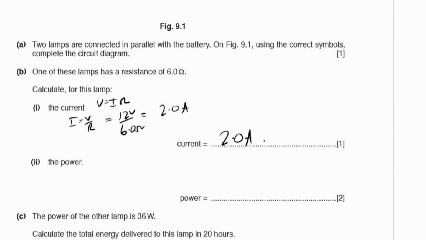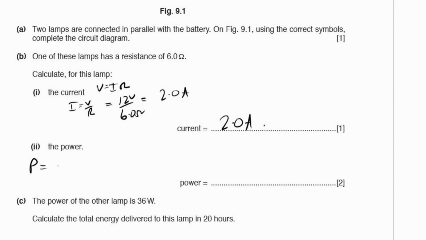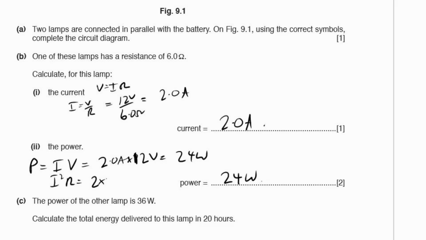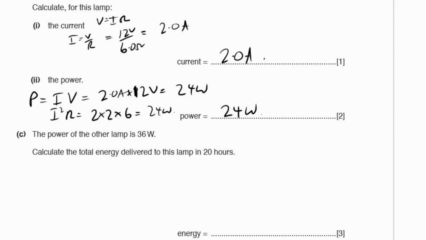The power. Power equals IV, which is 2 times 12, that's 24 watts. Of course we could use I squared R, which is then 2 squared times 6, which will give me 24 watts again. The power of the other lamp is 36 watts, so it's different.